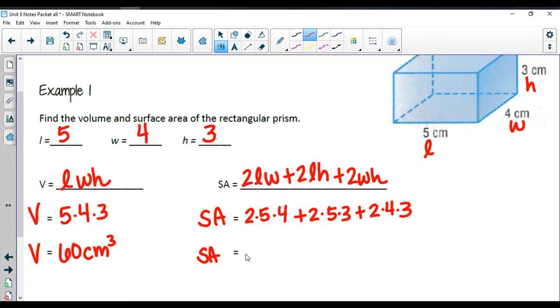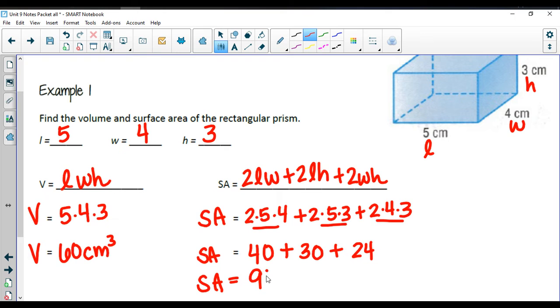For surface area, because there's a good chance that we can make some mistakes, I'm going to ask you to group these into these 3 pieces first. 2 times 5 times 4 is 40. 2 times 5 times 3 is going to be 30. And 2 times 4 times 3 is going to be 24. I then would recommend that you go ahead and add those up.